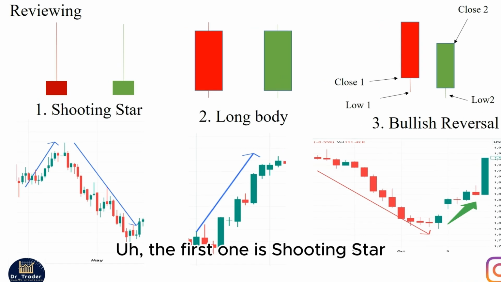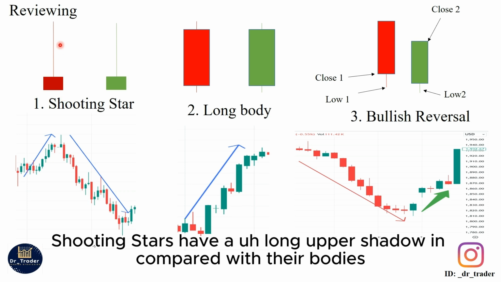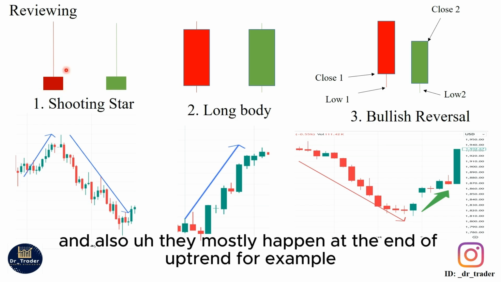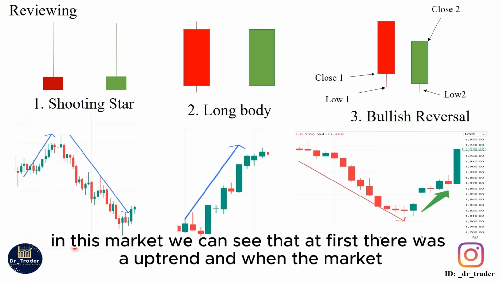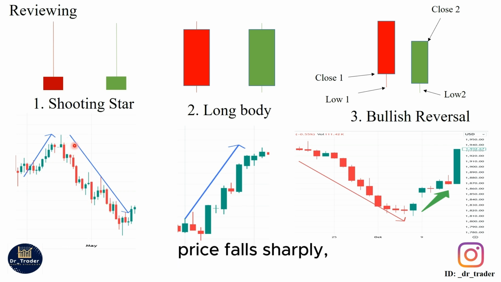The first one is the shooting star, and shooting stars are so important in defining the trend of the market. Shooting stars have a long upper shadow compared with their bodies, and they mostly happen at the end of an uptrend. For example, in this market, we can see that at first there was an uptrend, and when the market sees the shooting star, it suddenly changes its trend to downtrend, and the price falls sharply.